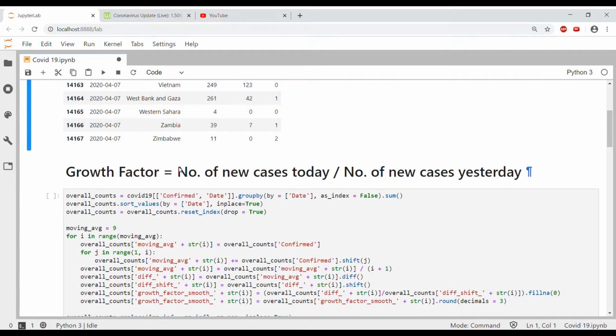If you are interested in finding out more about growth factor or exponential growth in general, there is a really nice video from Grant Sanderson. I have put the link in the description. You should definitely check it out.